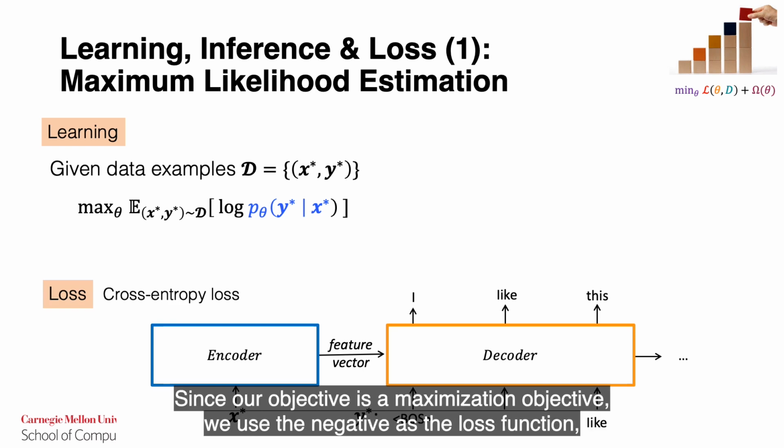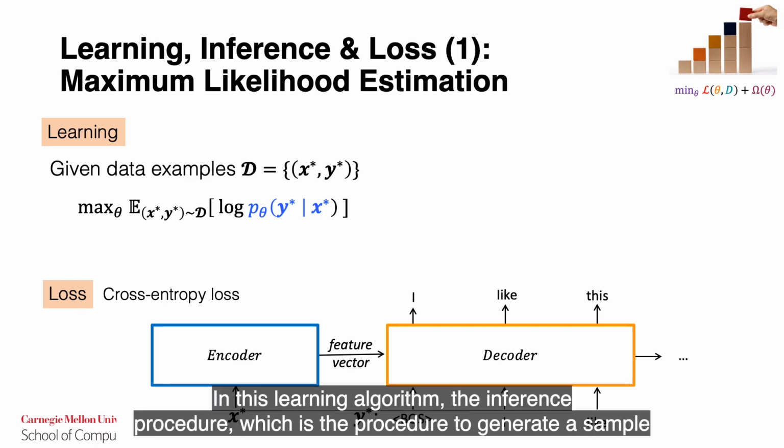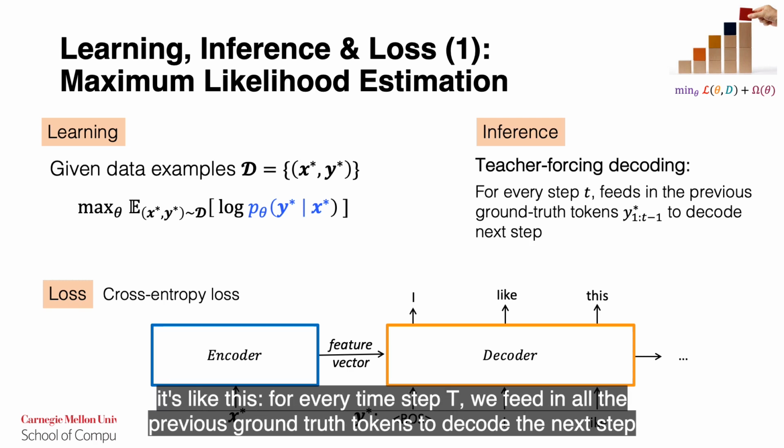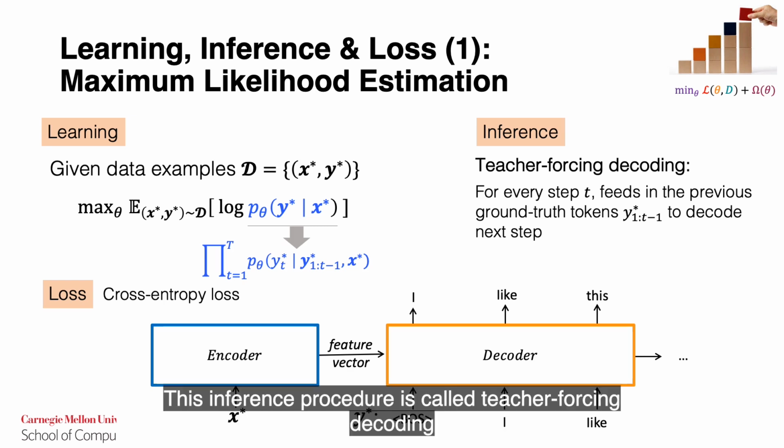Since our objective is a maximization objective, we use the negative as the loss function, which is something that we should minimize. And in this learning algorithm, the inference procedure, which is the procedure to generate a sample, is like this. For every time step t, we feed in all the previous ground truth tokens to decode the next step. The equation form will be like this. This inference procedure is called teacher forcing decoding.